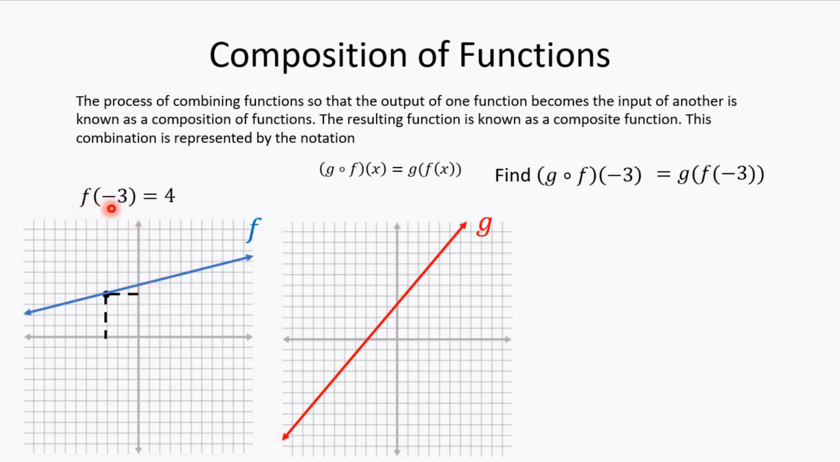So now that I know f of -3 is 4, I'm looking now for g of 4. So g of 4 means I go into the domain of g, and here in the domain of g, I'm identifying the number 4.